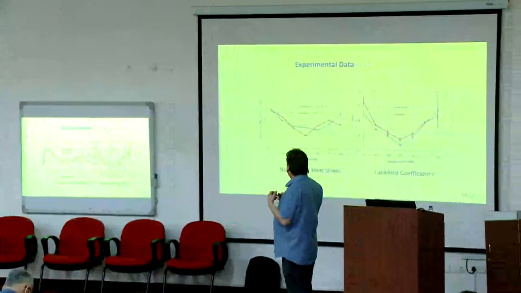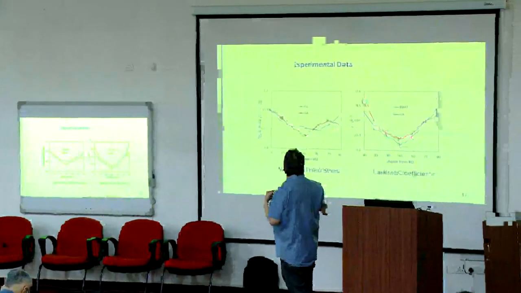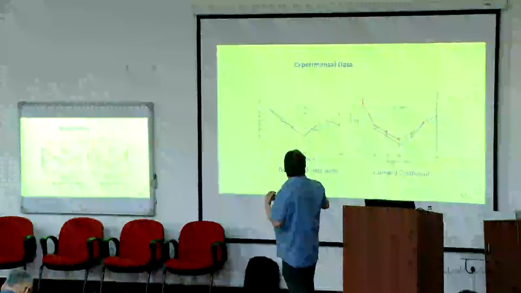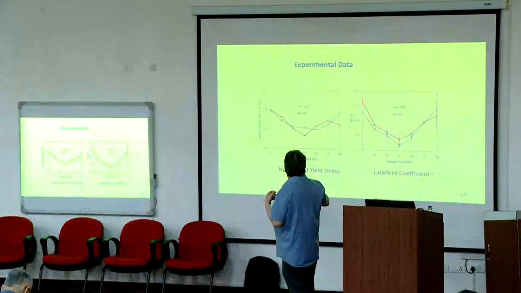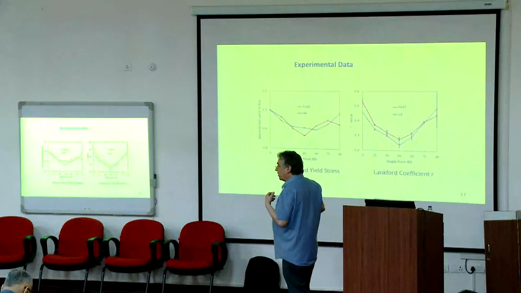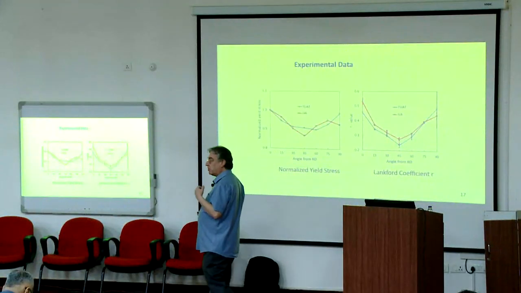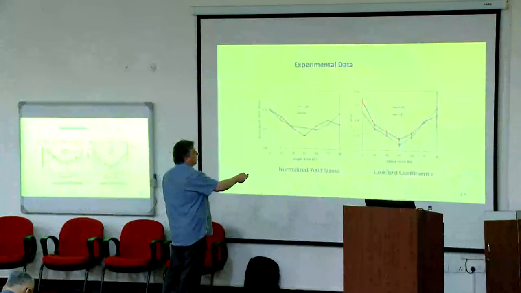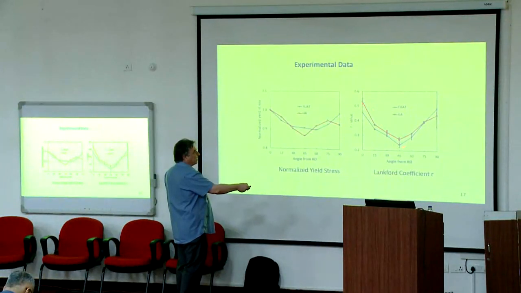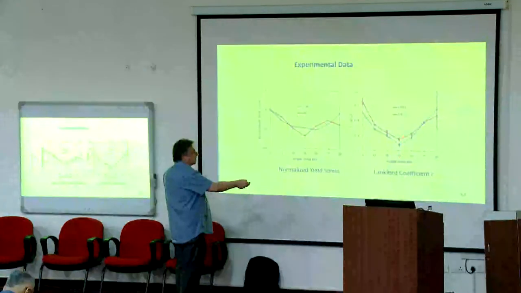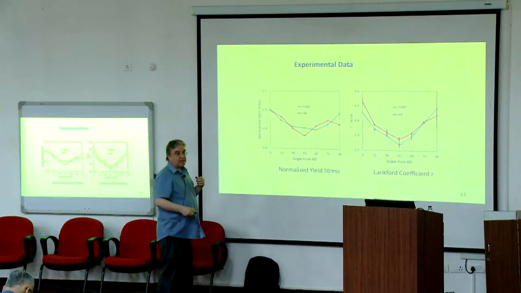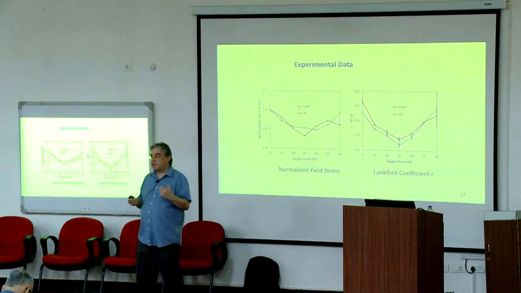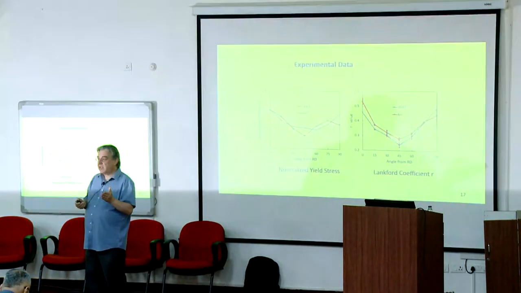You can see that these R values for aluminium are not equal to 1, they are below 1. And also, you can see that they are anisotropic. So if you do the tensile test along the rolling direction, you have about 0.5, but if you do it along the diagonal direction, it's less than 0.3. So this means that the material behaves highly anisotropic.